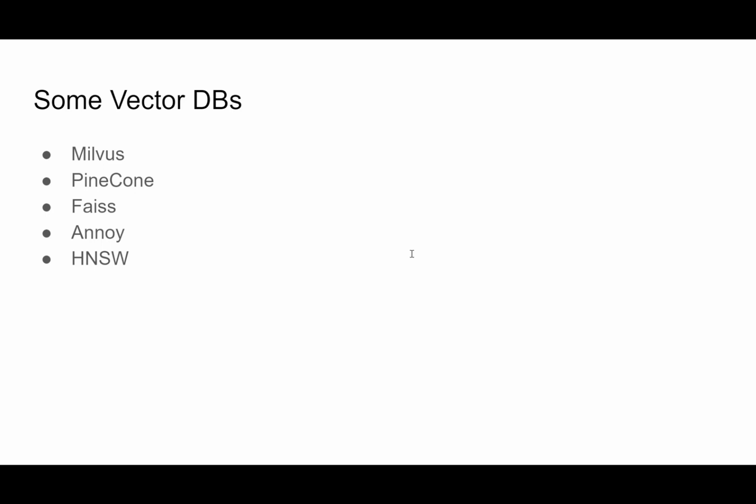Faiss, of course, is a library for efficient similarity search of dense vectors. Dense vectors are more of a case where you have a lot of larger attributes with a lot more dimensionality that are tightly coupled together at that point.